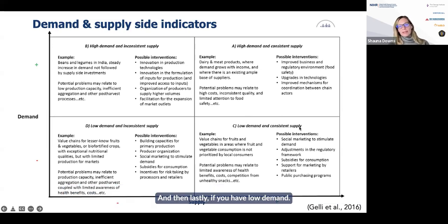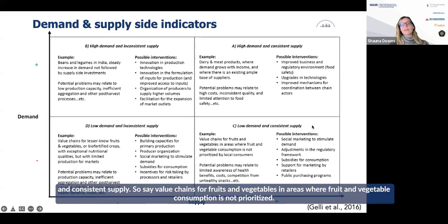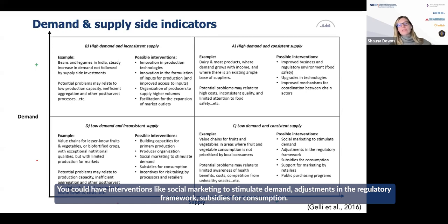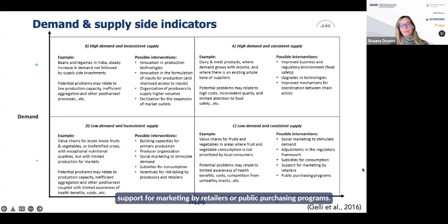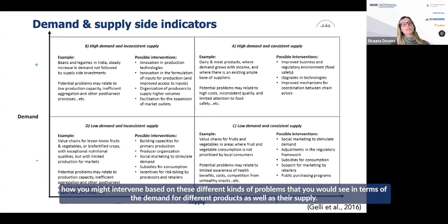And then lastly, if you have low demand and consistent supply, so say value chains for fruits and vegetables in areas where fruit and vegetable consumption is not prioritized, you could have interventions like social marketing to stimulate demand, adjustments in the regulatory framework, subsidies for consumption, support for marketing by retailers, or public purchasing programs. So those are just to give you a sense of how you might intervene based on these different kinds of problems that you would see in terms of the demand for different products as well as their supply.